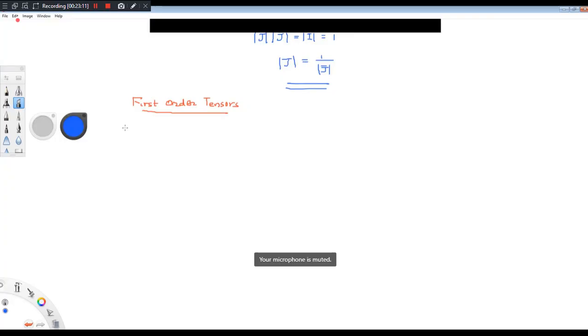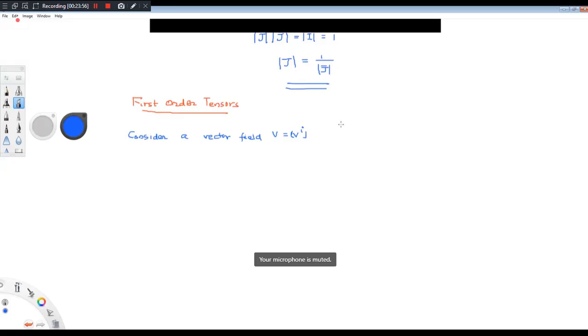Let me define. Consider a vector field V equal to Vi. What do you mean by that? It is a vector space whose members are vectors. A vector field means that it will take different values, these vectors, at different points.